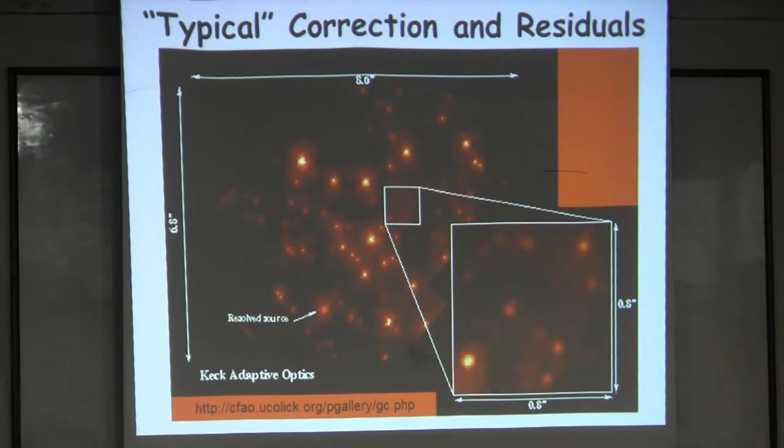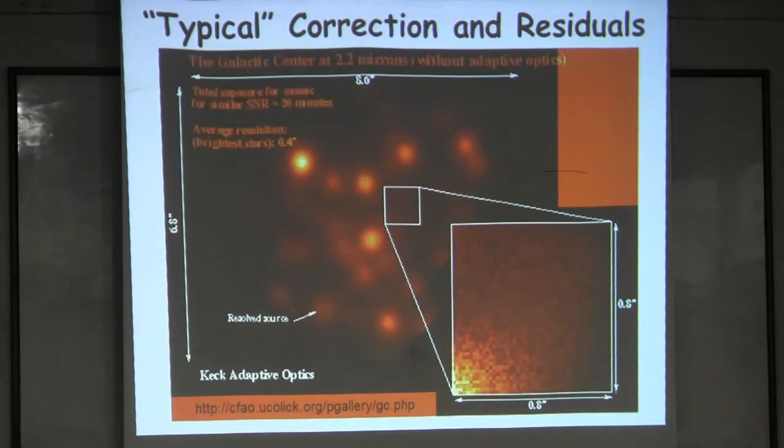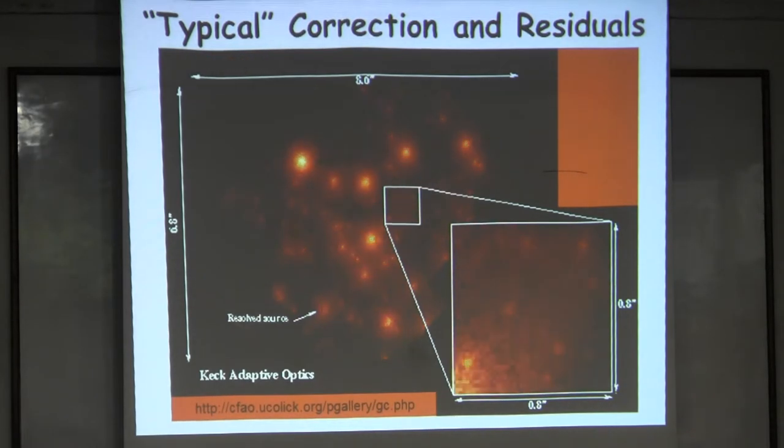And this was obtained with what? Tip-tilt or full adaptive optics? This is full adaptive optics, with an extra AO system behind the focal plane, behind the telescope focus. So this is like for Palomar, the pictures I showed you: an extra AO system added to the telescope.